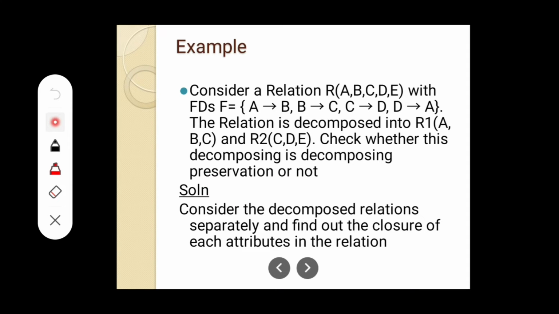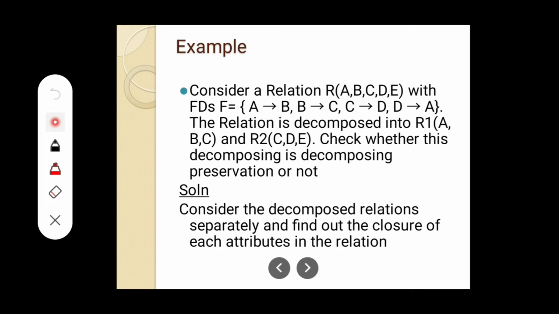So how do we do this? Here we have to follow certain steps. Consider the decomposed relations separately and find the closure of each attribute subset in the relation. We will take the decomposed relation separately and find the closure of the attributes. We first take R1 (A, B, C) and find the closure of A, B, C, AB, AC and BC. These are the subsets of ABC: A, B, C, AB, BC and AC. We will try to find the closure of all these attribute sets.